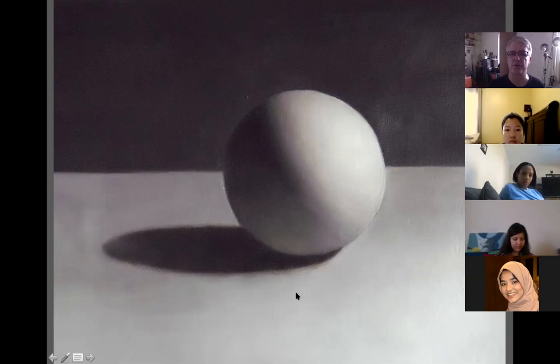So notice something about what we call the reflected light. That's the most common term for it. So the reflected light that's reflecting back into this shadow side. Where is the reflected light lightest in this sphere? On the bottom half, right there. Yeah, on the bottom, right? That's the lightest part of the reflection.